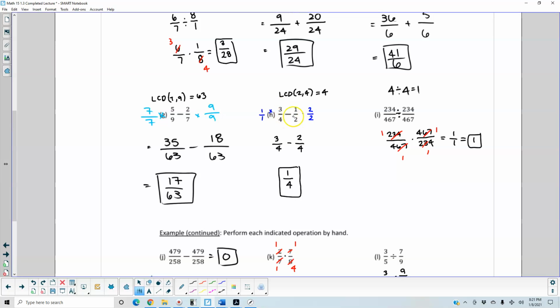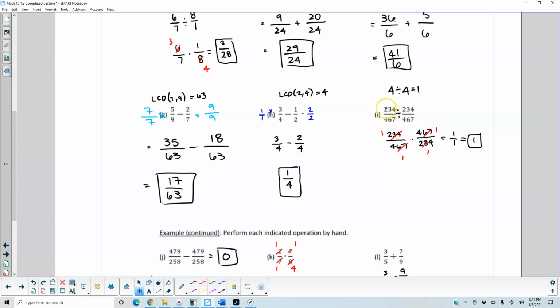3/4 minus 1/2. The LCD between 2 and 4 is equal to 4. So the LCD is 4. 4 times 1 is 4, and 3 times 1 is 3. Minus 2 times 2 is 4, and 1 times 2 is 2. So 3 minus 2 is 1, so we get 1/4.